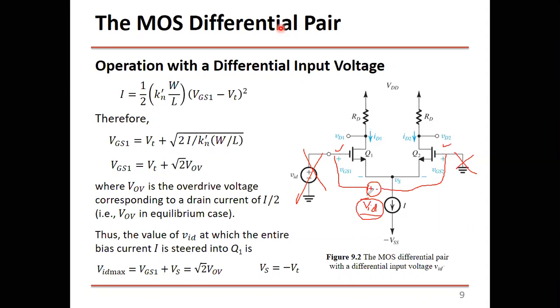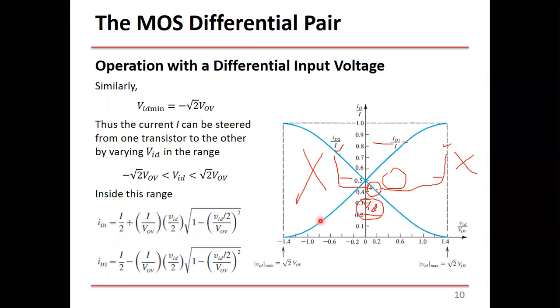If VID is positive, then VGS1 is higher than VGS2 because VS is common, right? So VGS1 will be higher than VGS2. If VGS1 is higher than VGS2, that means ID1 is greater than ID2. And this is what you have here. Okay. So if VID is negative, then ID2 is higher than ID1. This is ID2 and this is ID1. So it's just one plot for the two currents.